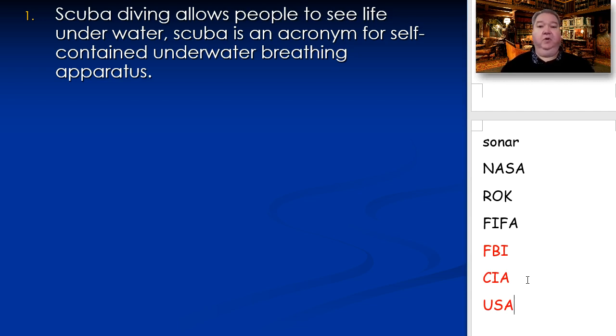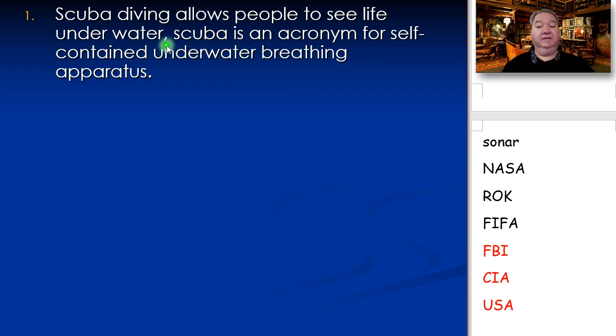So, where is the comma splice? We've been told there's a comma splice here. We need to fix it. Well, this one's easy. There's only one comma. Is it a comma splice? Scuba diving allows people to see life underwater. SCUBA is an acronym for self-contained underwater breathing apparatus. Yet we have two sentences separated by a comma. It is a comma splice.